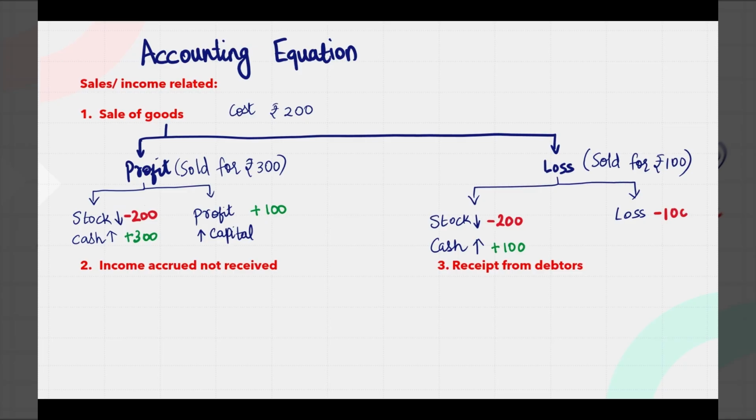Loss of 100 rupees means it is a reduction in the capital. So the capital is also reducing by 100 rupees, and the asset side is also reducing by 100 rupees. Once again, the accounting equation has tallied.